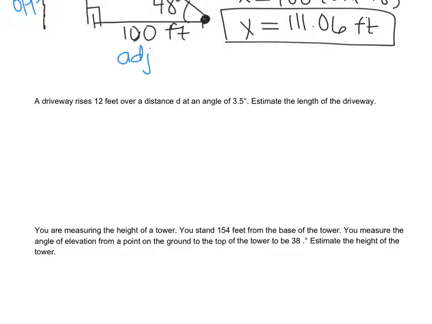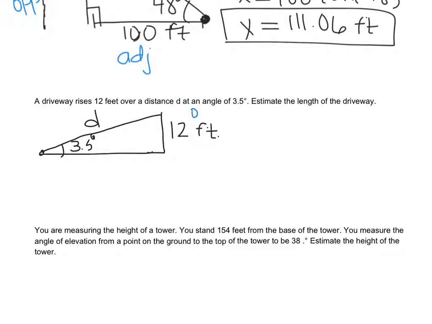So we have our starting point. Driveway rises 12 feet. So the distance the driveway has risen is the 12 feet. We have our angle, 3.5 degrees, and the length of our driveway is our distance d. So if we label our sides, we have the opposite side of 12 feet, and d, in this case, if we draw our right angle, is our hypotenuse.